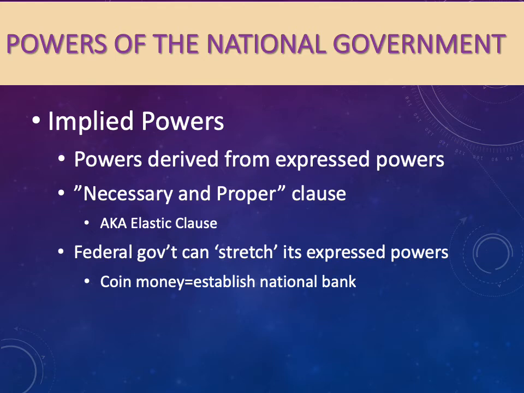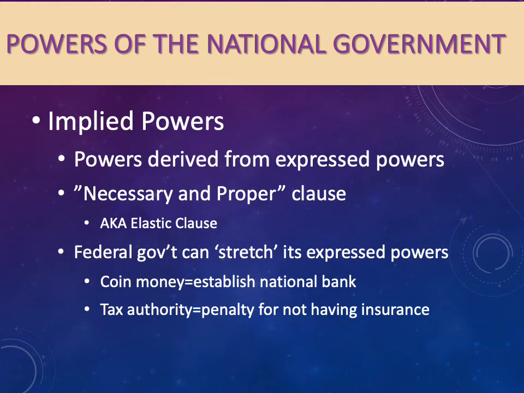However, the United States government has the power to coin money and to regulate commerce between the states and other countries. And if you take those powers and stretch it, it gives the national government the authority to create and establish a national bank via the necessary and proper clause.